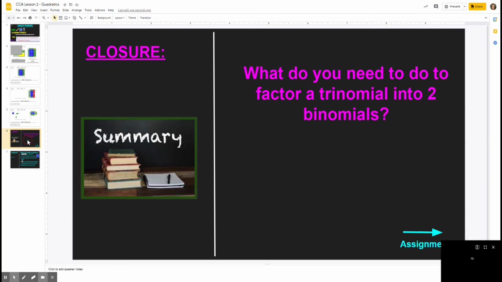All right, so on your paper, what do you need to do to factor a trinomial into 2 binomials? What was the one thing I kept saying to you about those tiles underneath that have to be true in order for you to get that complete factored form?